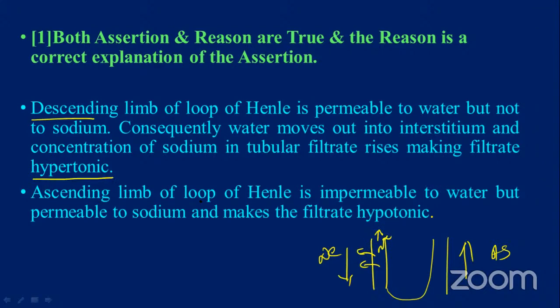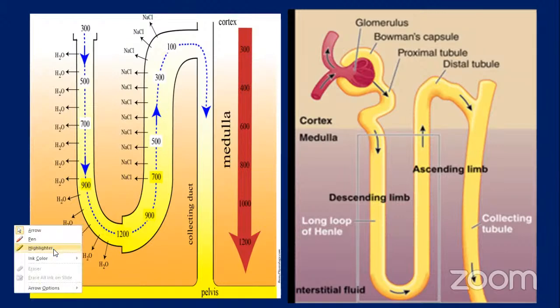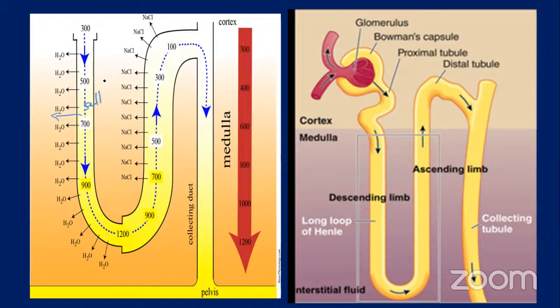Ascending limb, what happened? The ascending limb of the loop of Henle is impermeable to water. It will not allow the water. It is impermeable to water but permeable to sodium, and makes the filtrate hypotonic. Here the water molecules stay, so that condition is called hypotonic. See the option, this is a concept. Once water molecules go outside, the water here is less, so the solution is hypertonic. The salt concentration will be very high. When water molecules are removed, the salt concentration becomes very high. That is called hypertonic.